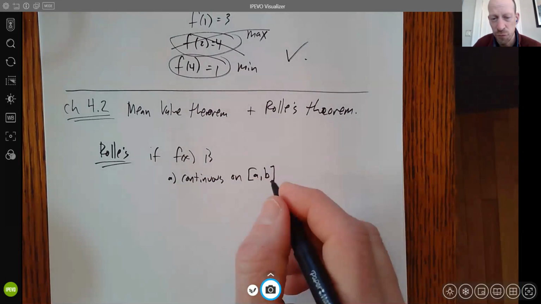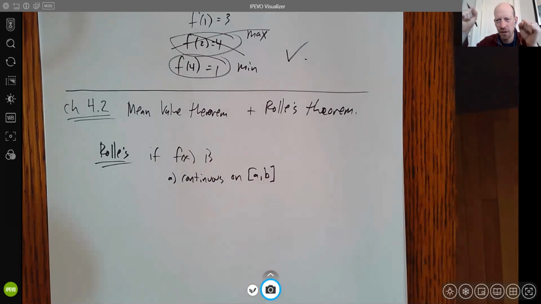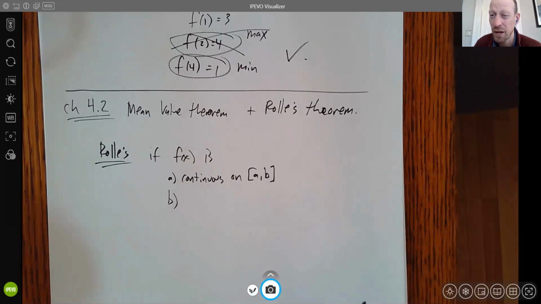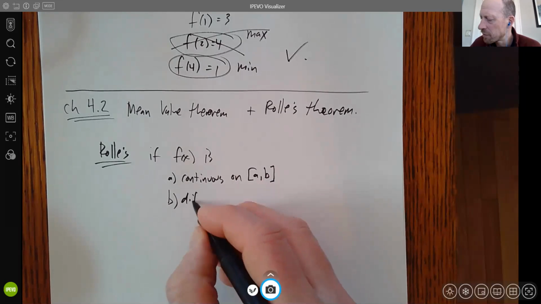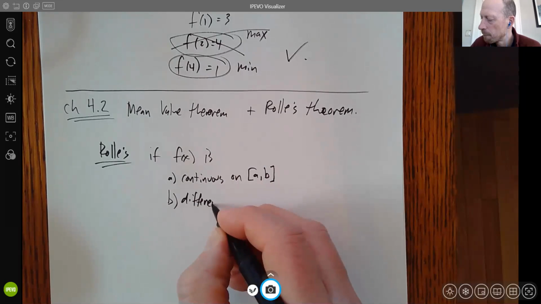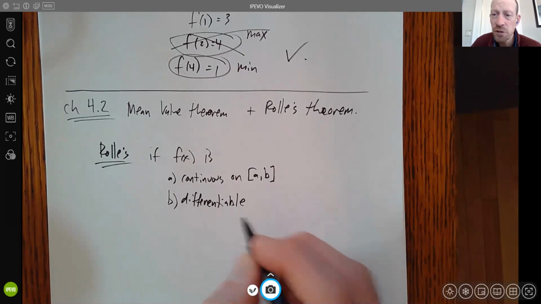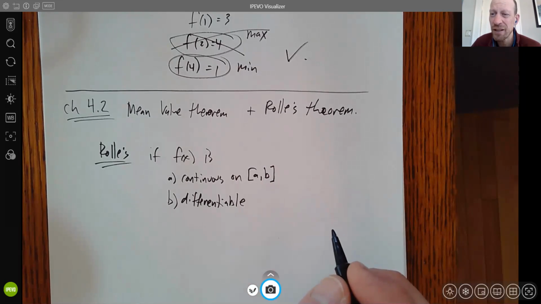So it's got to be continuous. We know what that means, right? Solid endpoints, no jumps or hops in between. That's the way we think about it, even though we know continuity is a little more subtle than that. It also has to be differentiable. Differentiable just means that the derivative exists, the value of the derivative exists.